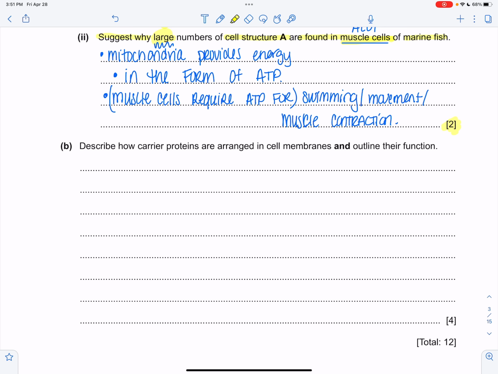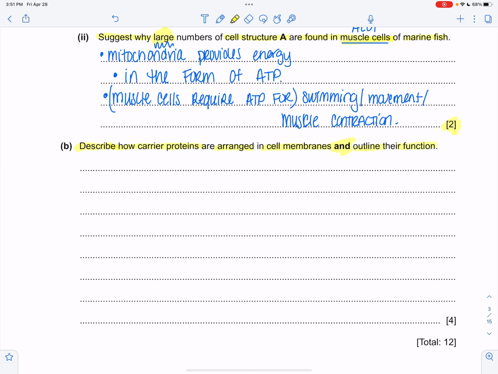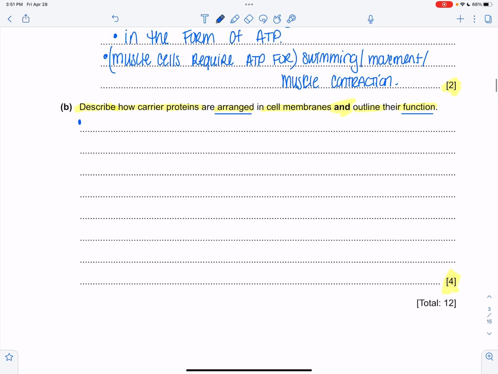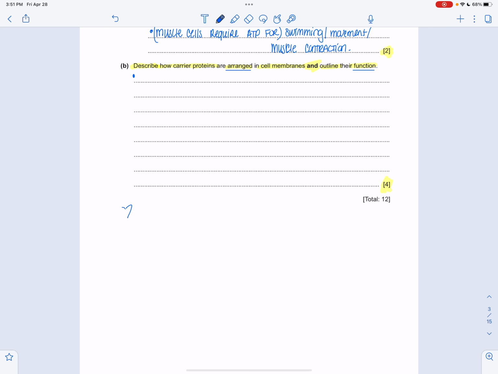Describe how, so describe is like what, but how carrier proteins are arranged in cell membranes and outline their functions. So we need to talk about their arrangement and we need to talk about the functions. Okay, so something to consider, like if we're thinking about what this looks like. And I'll just leave that there for a second.